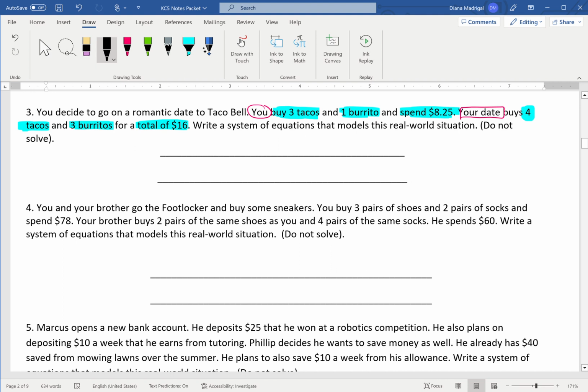All right, again, we have 2 scenarios, 2 different things. Well, the first one is going to be about you, the equation that you have spent, and the other one is about your date.